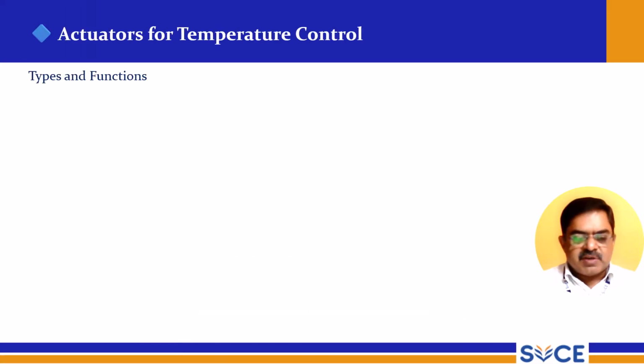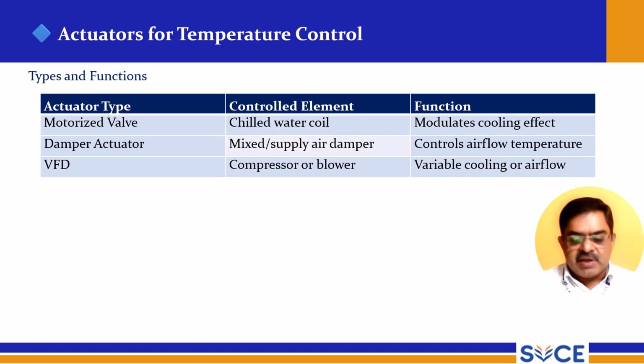So, actuators for temperature control. There are many actuators available, and I am listing very few here. These are enough to write in the exam. Actuator types: motorized valve, damper actuator, VFD, variable frequency drives, and the controlled elements are chilled water coil, mixed supply air damper, compressor or blower. The functions are: the motorized valve modulates cooling effect, the damper actuator controls airflow temperature, and VFD gives variable cooling or airflow.